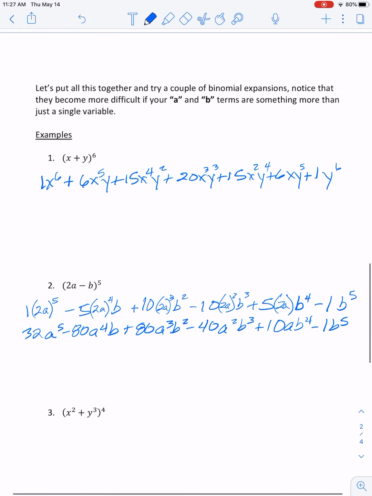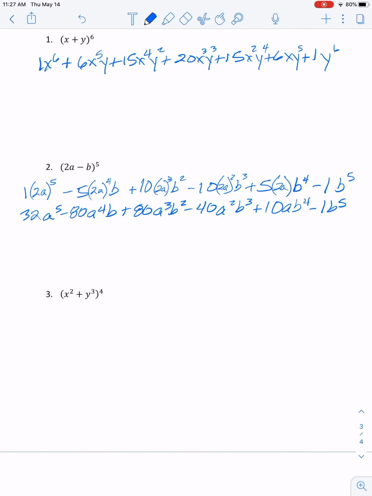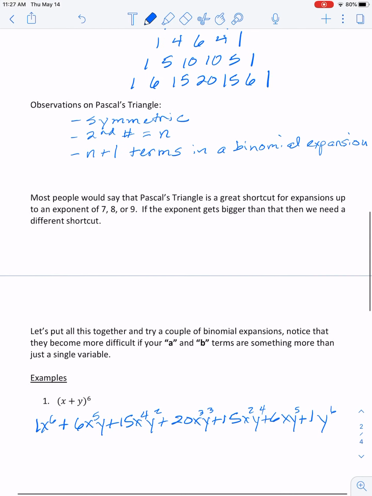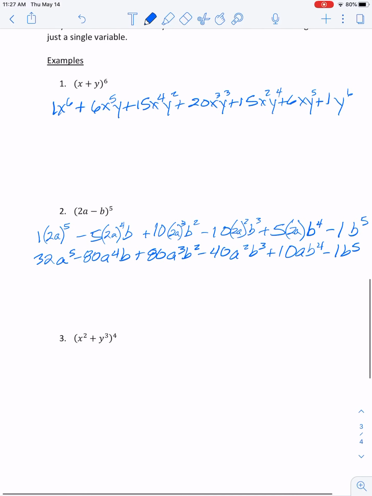And for our last example here, we'll look at one where either the a or the b term actually has exponents itself. So again, we'll cheat. We'll go back up here. We'll look at the fourth row of Pascal's triangle. And it was a simple one. It's just 1, 4, 6, 4, and 1. Easy enough. It's a plus, so everything's going to be a plus.